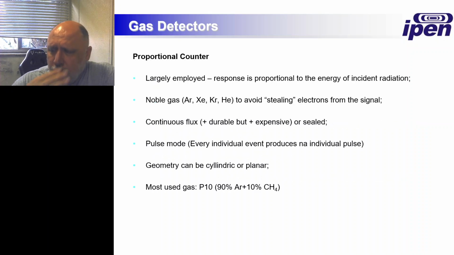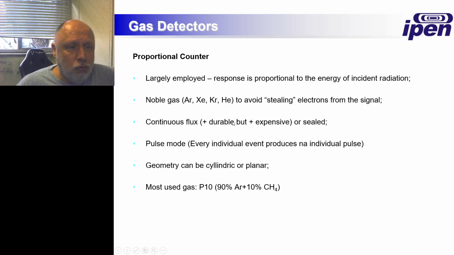Then we increase the voltage and we go to the proportional counters. Okay, this works in pulse mode, meaning every individual event will produce an individual pulse, right? So you have pulses now, and now you have to count pulses to count the amount of radiation that entered. And the size of the pulse, the height of the pulse, will give you the information about the energy of each individual event. They are largely employed because their response is proportional to the energy. They are essentially cheap.